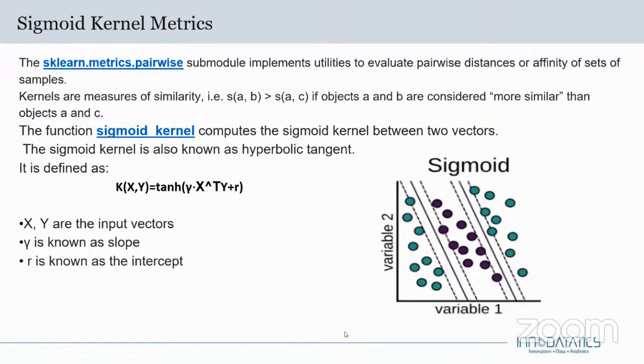After building the model, we used the sigmoid kernel matrix to evaluate our model and map the recommendations. The sklearn.metrics.pairwise submodule provides us with this sigmoid kernel matrix. Kernels are measures of similarity, like distance-based similarity. So if objects A and B are considered more similar than objects A and C, then the distance of A and B is smaller than the distance of A and C. The function sigmoid_kernel computes the sigmoid kernel between two vectors. It is defined as K(x,y) equals tanh(gamma x^T y plus r), where x and y are the input vectors, gamma is known as the slope, and r is known as the intercept. Next slide.